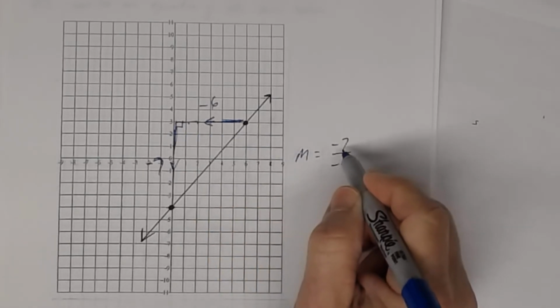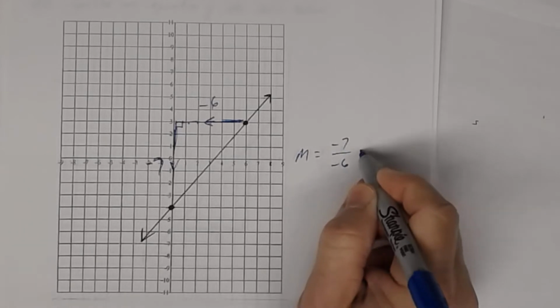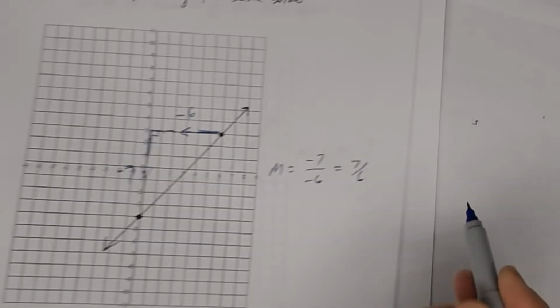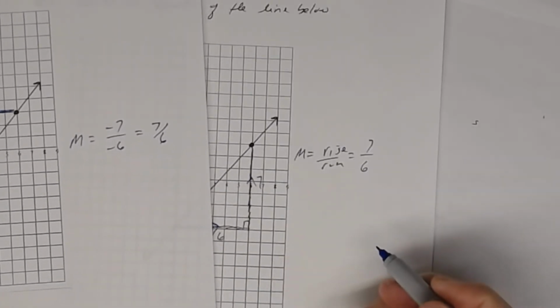But we know that a negative divided by a negative is a positive, so that's 7/6, which is what we knew it was supposed to be. Okay? All right, so that's several ways of finding the slope, which you've learned in previous lessons. Now, let's go ahead and write the answer.